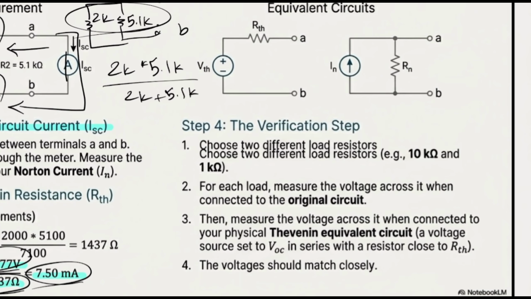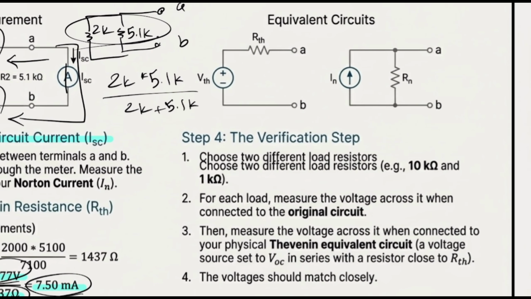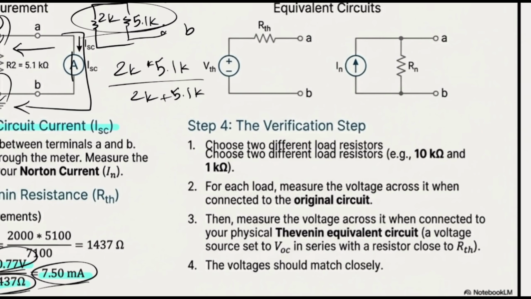So the final step would be about the verification setup. At this point, we are going to see how we can show that everything we had is right. What we should do, for both practical and simulation, is choose two different load resistors. For instance, we have 10K and 1K. For each load, measure the voltage across it when it's connected to the original circuit. Then measure the voltage across it when connected to the physical Thevenin equivalent circuit, a voltage source set to the V open circuit, and a resistance of R Thevenin. The voltage should match closely.